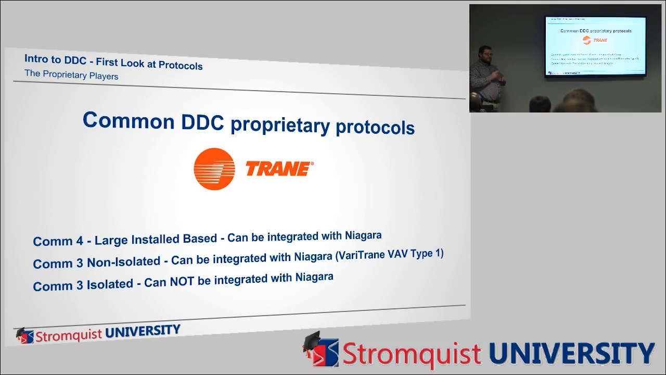There were 2 different flavors of COM3, non-isolated and isolated. The non-isolated one was a lot of those very Trane VAV controllers that were out there. We can integrate those. There are ways to get those into a Jace. The COM3 isolated stuff, you can't integrate that. You can't bring that data right into a Jace. You'd have to leave the building's BCU in place and convert that data to BACnet using the BCU to get it to another front end.